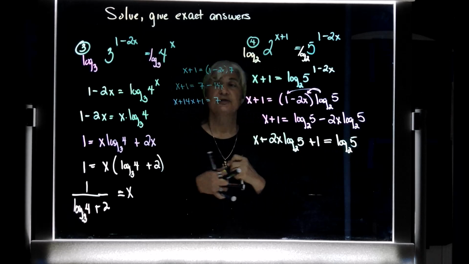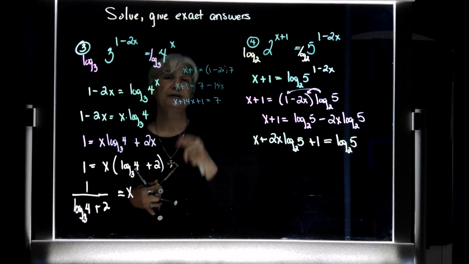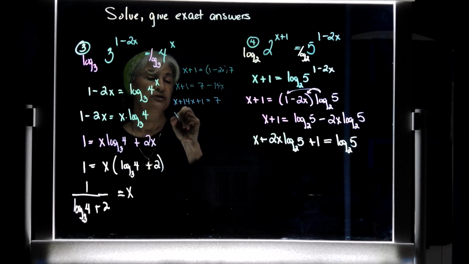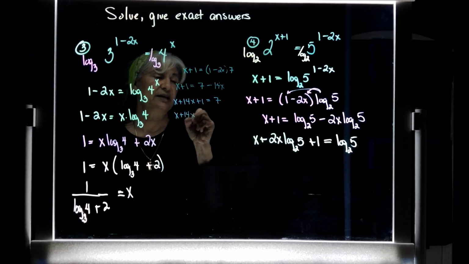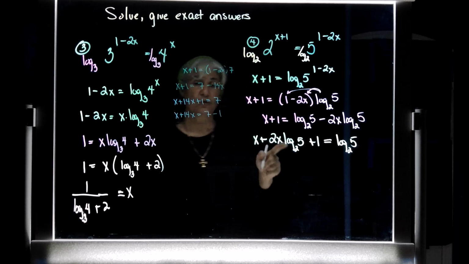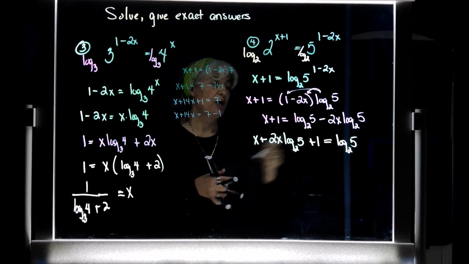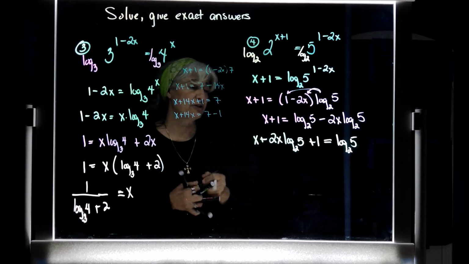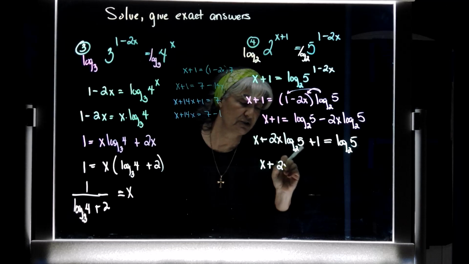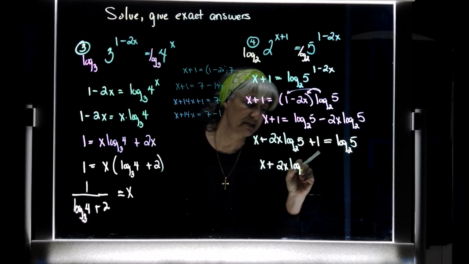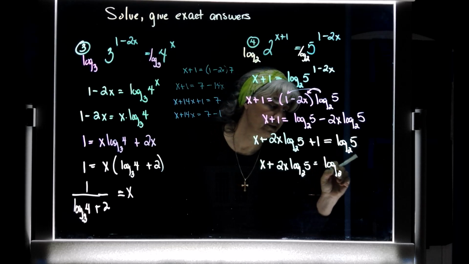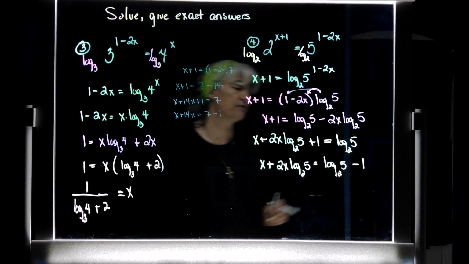Got it. So all my x's are on the same side, right? What would you do over here? You would subtract the 1 over. So you'd have x plus 14x equals 7 minus 1. Understood. What would you do over here? Minus the 1 on both sides. Very good. So talk to me. Tell me. X plus 2x times log base 2 of 5 equals log base 2 of 5 minus 1.